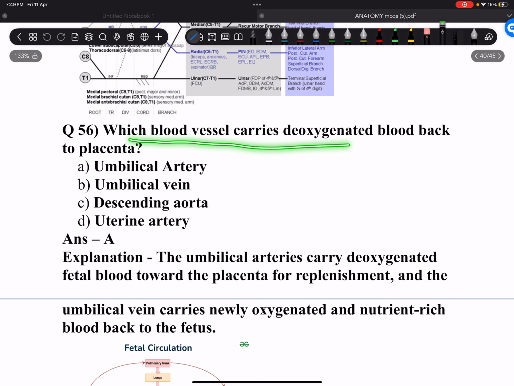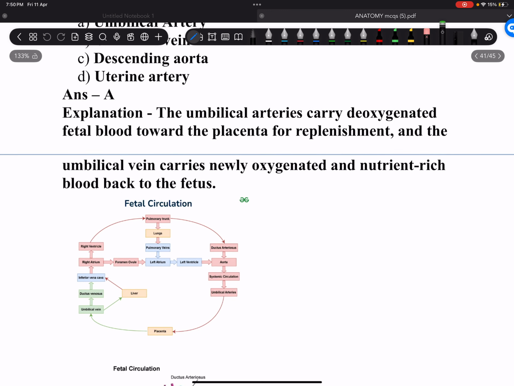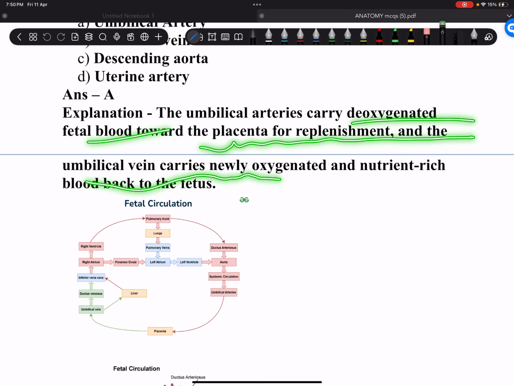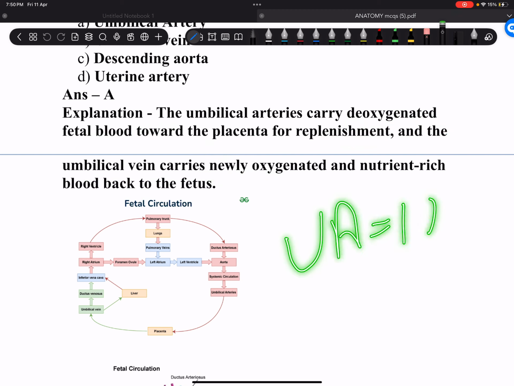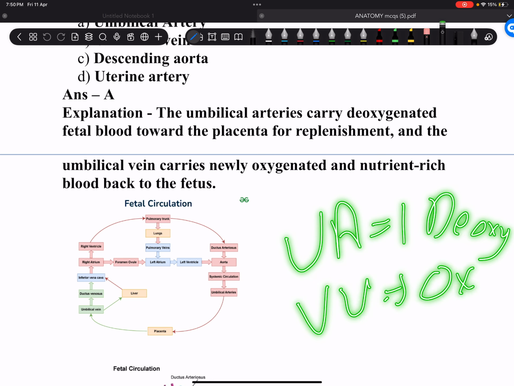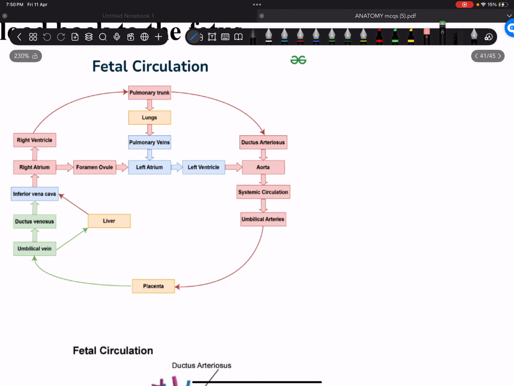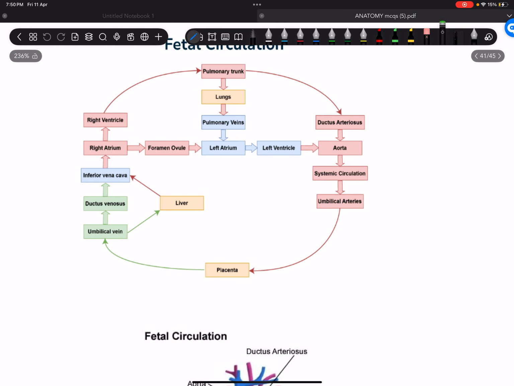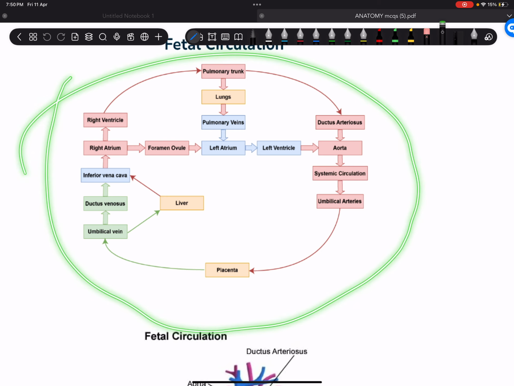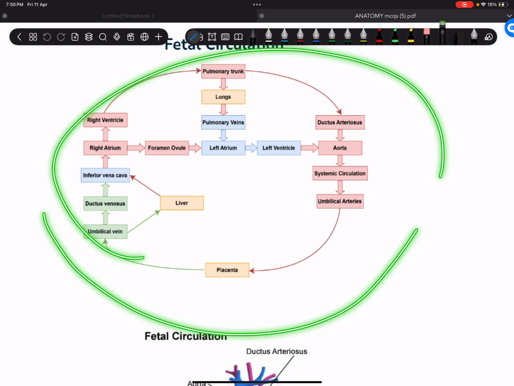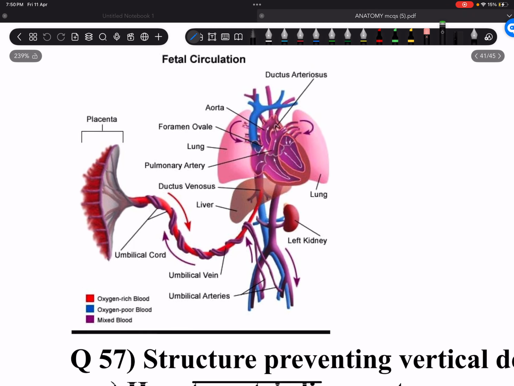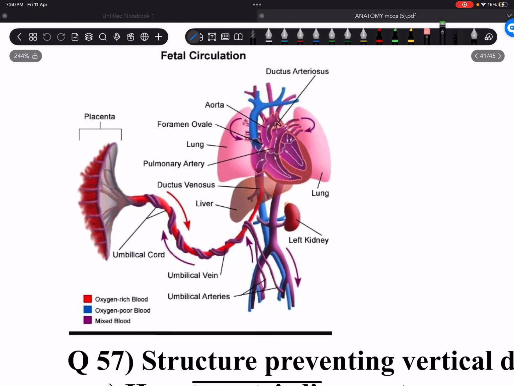Which blood vessel carries deoxygenated blood back to the placenta? Umbilical artery. The umbilical artery carries deoxygenated fetal blood toward the placenta for replenishment, and the umbilical vein carries oxygenated blood. Umbilical artery carries deoxygenated, umbilical vein carries oxygenated. See the circulation of the fetus. Read it while I am saying it. Fetal circulation. I have searched a lot of images to put everything in this content.